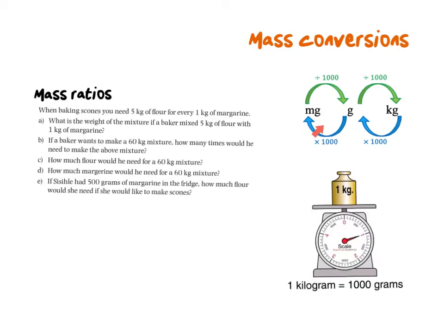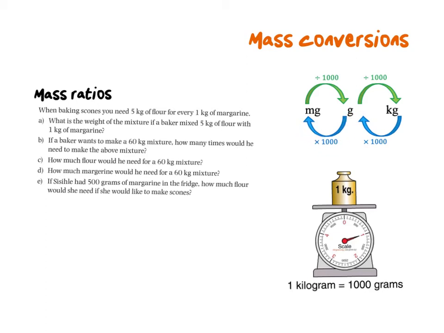Mass works exactly the same way. Instead of liters we will have grams, instead of milliliters, milligrams, and instead of kiloliters we will have kilograms. So once again, it's 1,000, 1,000. If you go from the smaller unit of measure to the bigger one, you divide, and when you go from the bigger unit of measure to the smaller one, you multiply.